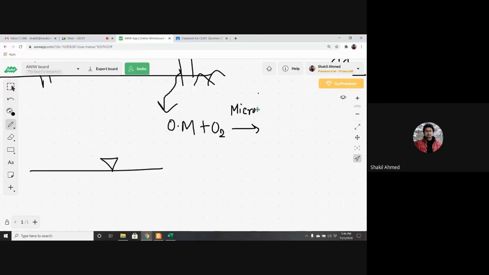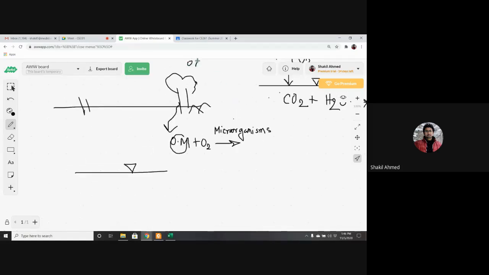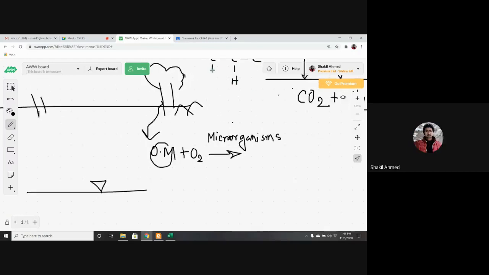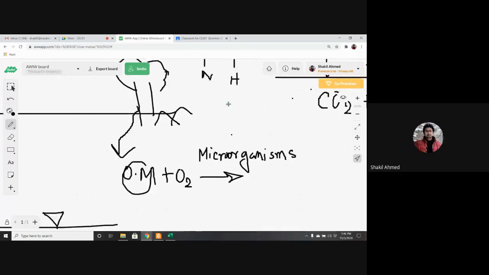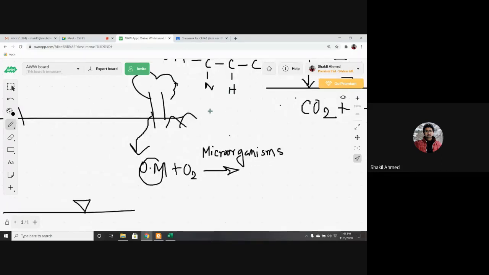microorganisms, bacteria and other microscopic creatures, break them down. This organic matter they break down. And organic matter is basically what? Organic matter is a long carbon hydrogen chain, am I right? Yes, sir. And there might be nitrogen and other things, but the carbon hydrogen chain has to be there. So the microorganisms break it down and form what?